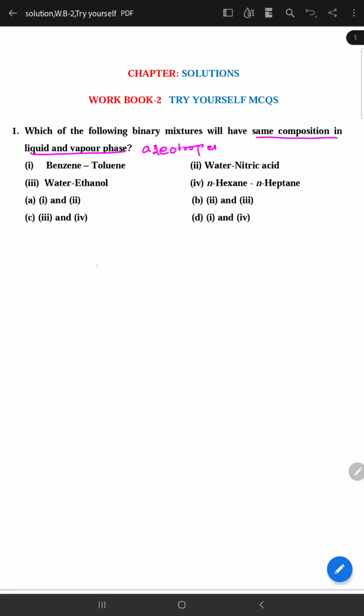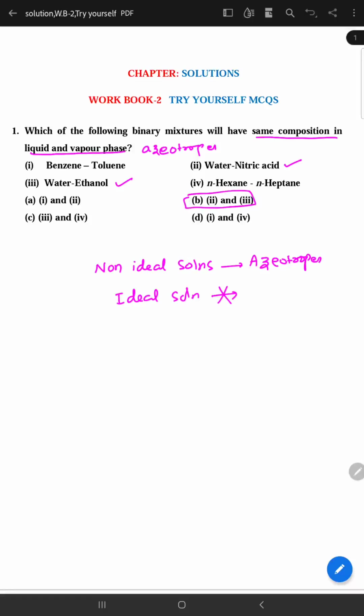Vapor phase. So we know that only non-ideal solutions form azeotropes, not ideal solutions. Remember, ideal solutions do not form azeotropes. Among the given options, water and nitric acid and water and ethanol are non-ideal solutions, whereas benzene and toluene, n-hexane and n-heptane are ideal solutions. So option B is correct, because water-nitric acid and water-ethanol mixtures are non-ideal solutions, hence they form azeotropes.